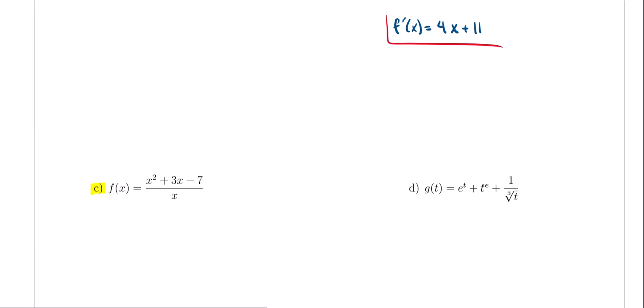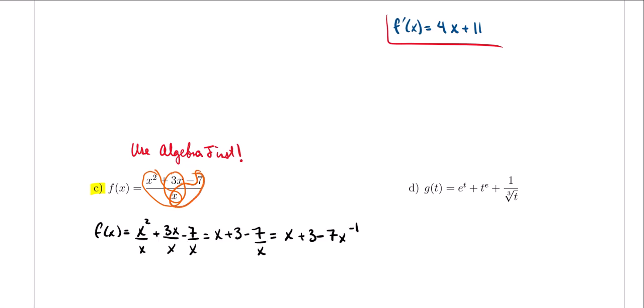Well, if we go ahead and use algebra first, we can simplify this function. I see that on the numerator I have multiple terms, and I'm only dividing by a single term, so I'm going to divide everything on my numerator by the denominator. So we're going to have x squared over x plus 3x over x minus 7 over x, which gives us a new function, x plus 3 minus 7x to the negative 1.